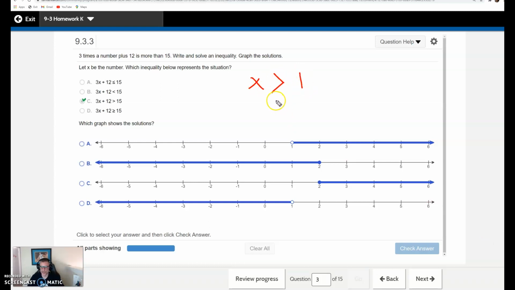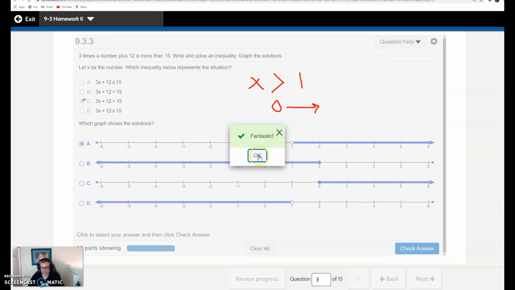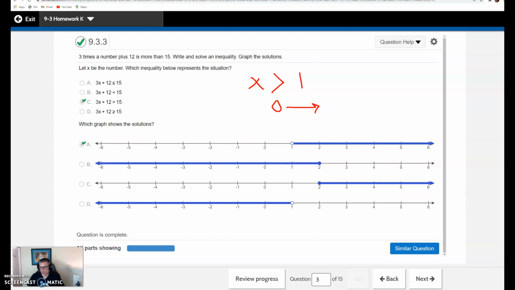So we want an open circle that points to the right. So I want a graph that looks like this. So choice A, I have an open circle at 1, and the graph points to the right. Boom, there it is. I'm just going to double check really quick. This one goes to the left, and it's closed circle, and it's at 2 anyway. This one starts at 2, closed circle, so that one's no good. This one is an open circle, and it is at 1, but this shows all the numbers less than 1. So it is choice A. Got it.